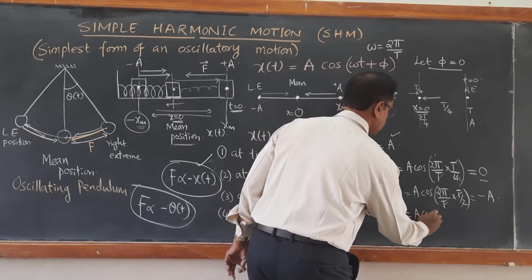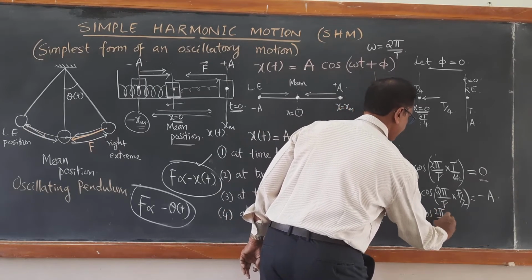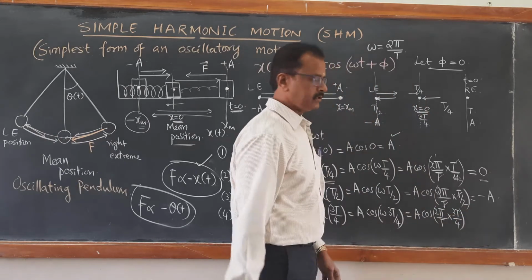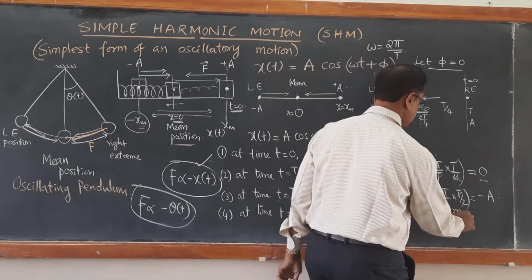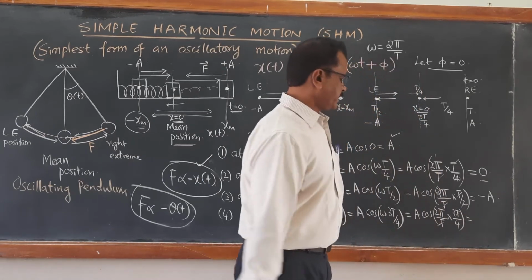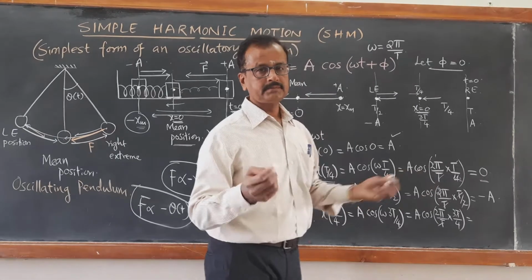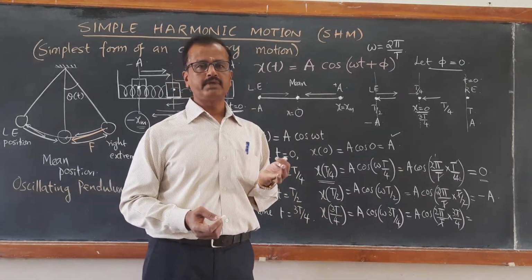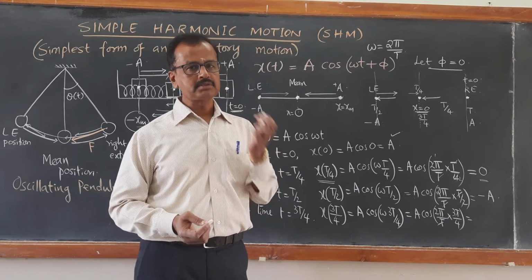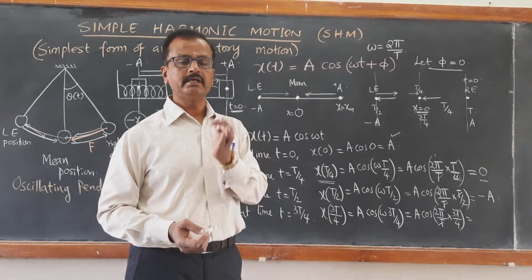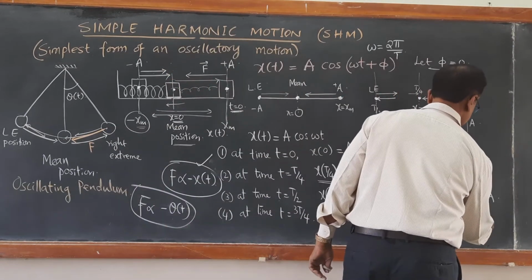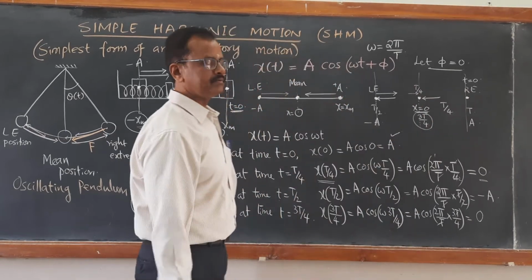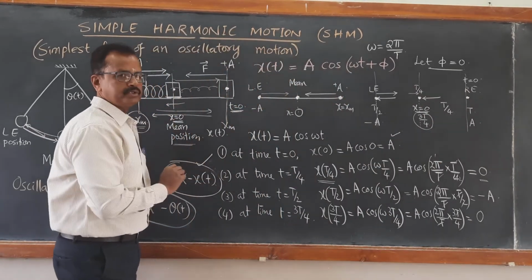A cos 2π/T into 3T/4. Two ones are two, twos are, and you see T cancels. We get 3π/2. 3π/2 is nothing but 270°. Cos 270 is nothing but cos 90. Cos 90 or cos 270 is 0. So we get position 0. So again at 3T/4 we get the position of the oscillating particle to be the mean position.